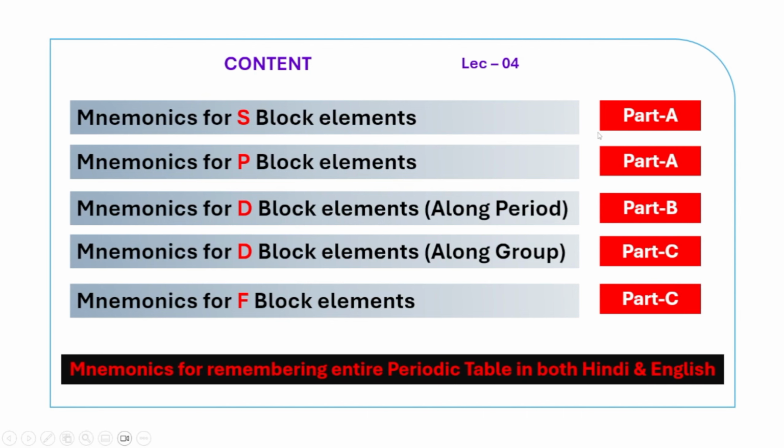In the previous video, lecture 4, which is divided into 3 parts, we have discussed the mnemonics for S block and P block elements in part A, mnemonics for D block elements along period in part B, and mnemonics for D block elements along group, and mnemonics for F block elements in part C. All these mnemonics I have covered in both Hindi as well as English language. So if you have not seen that video, please go and see those videos. I hope that will help you to remember the elements in a periodic table.